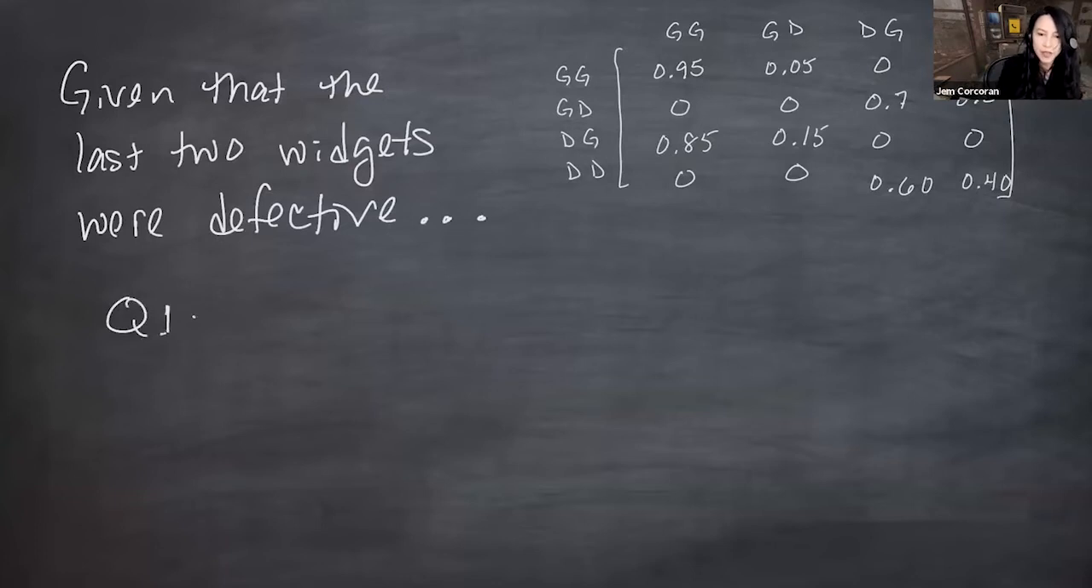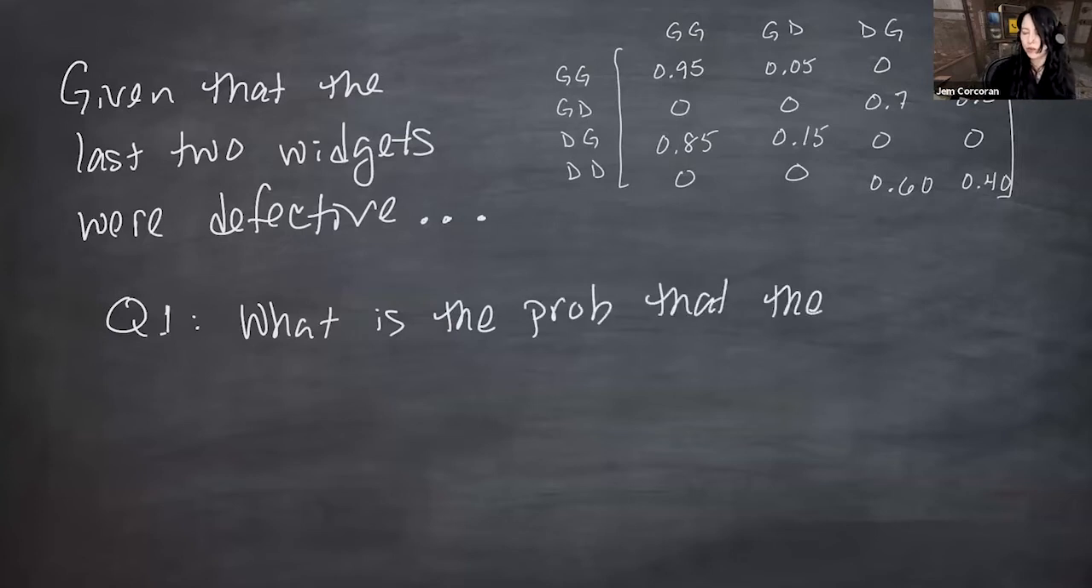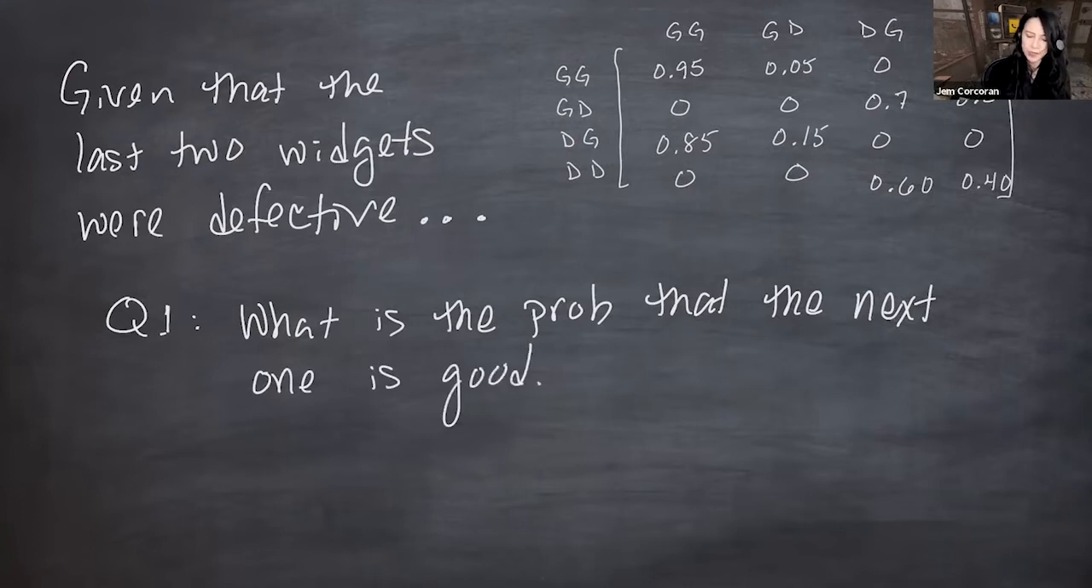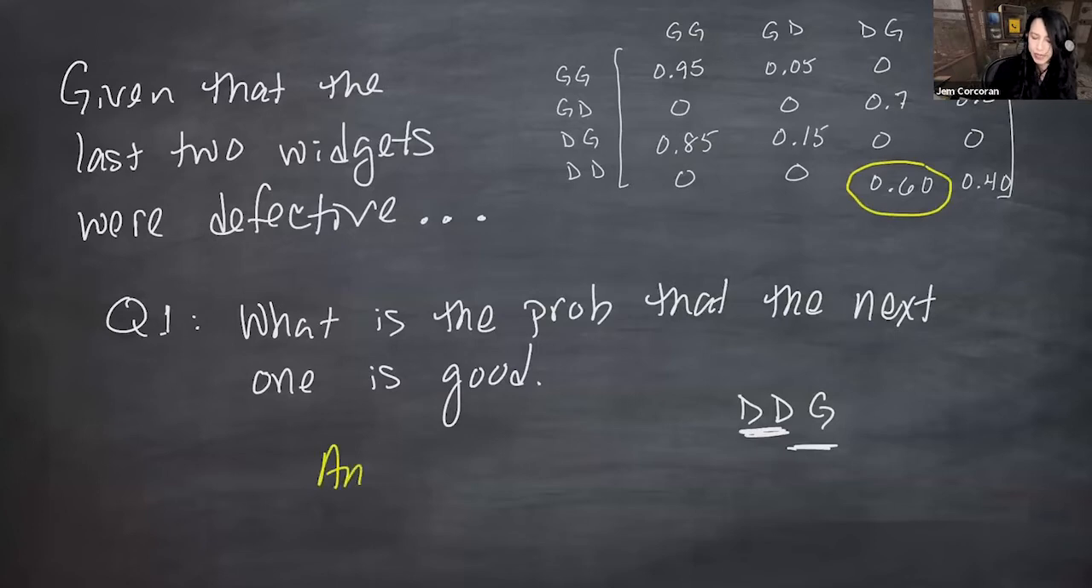So question 1, what is the probability that the next one is good? And I'm sure a bunch of you are groaning right now. This is something that is simply read off the matrix. So this means we've gone defective, defective to good. So we go from defective, defective to defective good, and we find that number right here. So the answer is 0.6.